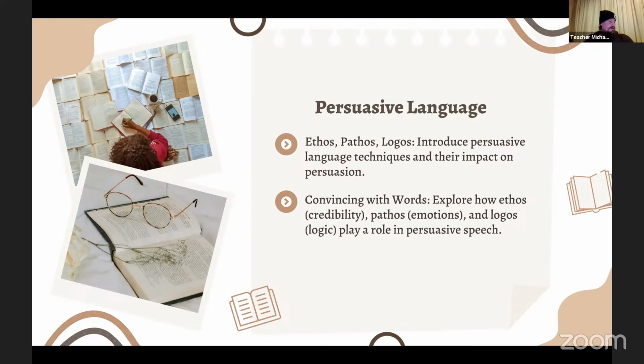And finally, let's talk about logos. So logos is logic. Logic is things like the reasons behind what you're saying or the evidence that you use to get them to believe your arguments. So how can using logos or logic increase your speech giving abilities?